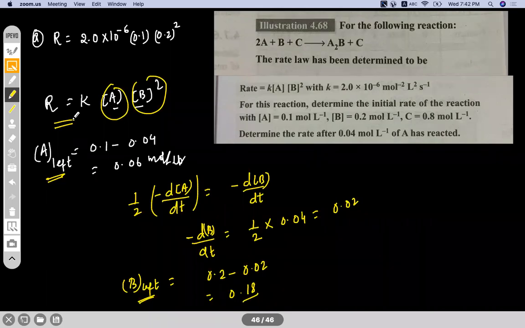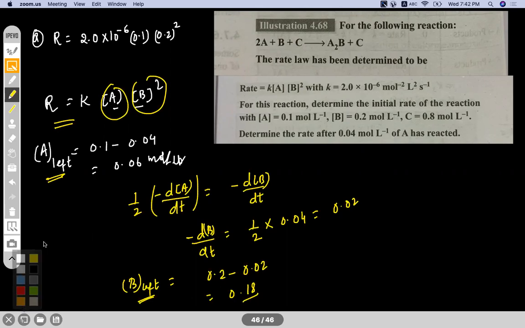Okay, so all of you have done this as I've explained. So you must keep this in mind: this A and B is the amount of A and B that is left. Okay, one question we'll see, this one has been asked in the JEE exam.